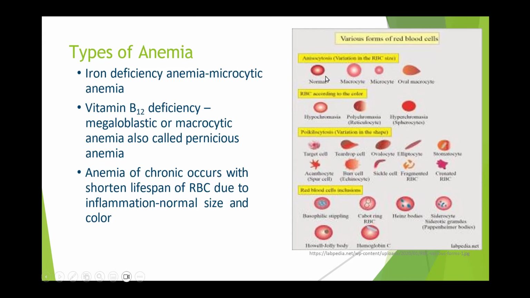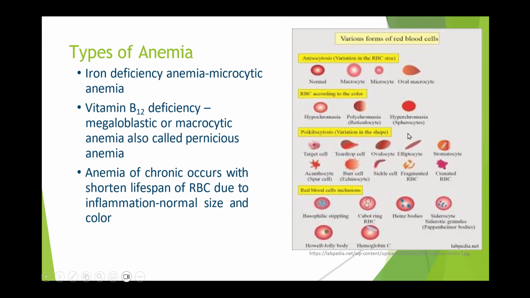So if you look at the chart here, you can see we've got a normal red blood cell, right? Kind of an oval shape with a concave center. Macrocytic, it's too big. Microcytic, it is too small. And then there's an oval macrocyte, wrong shape and too big. And then the color, okay? Hypochromasia, which is not enough of the red. Polychromasia, right, which is too much. And hyperchromasia, which is even more, right?